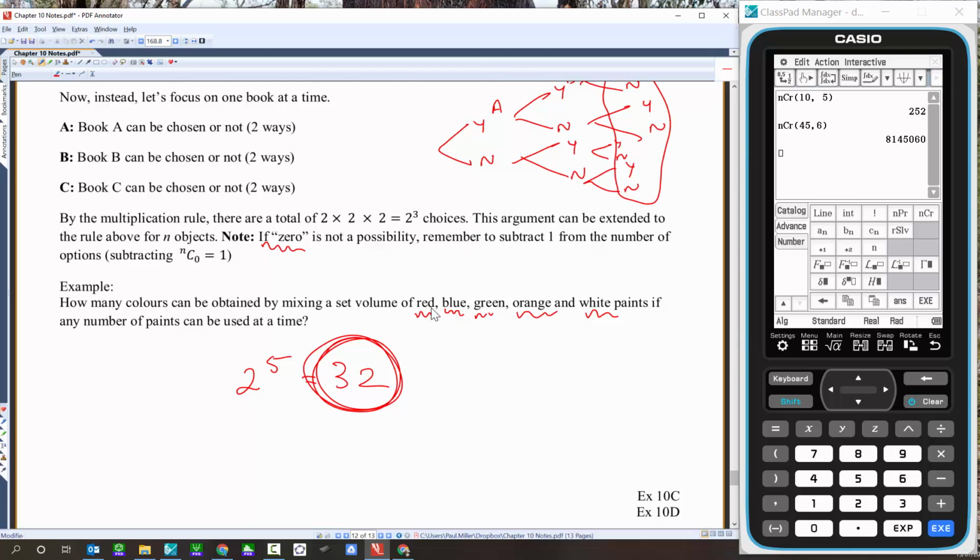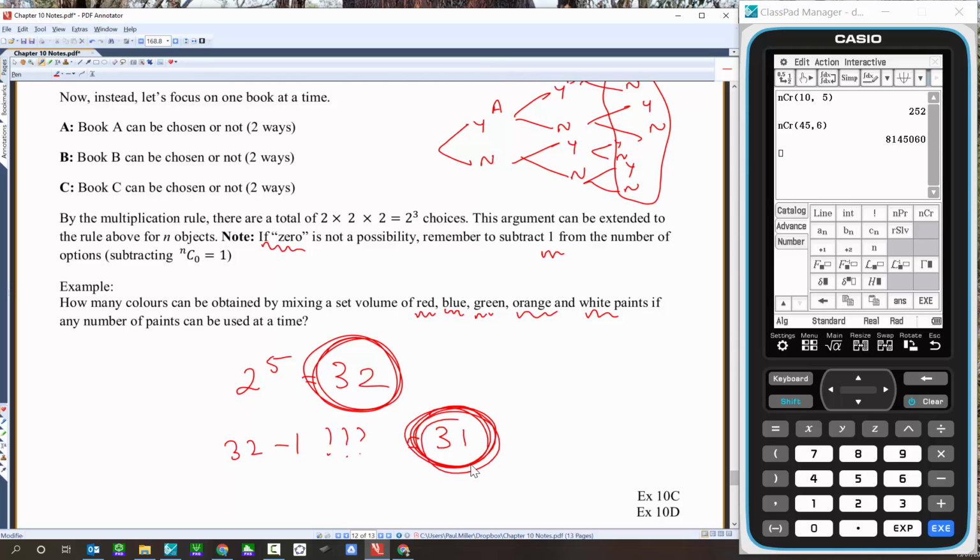But what we also need to do is remove 1. Now, why do I have to do 32 take 1? Well, within these 32 choices, the choice of no red, no blue, no green, no orange, and no white is included. And look, if I'm doing some painting and my wife sends me off to Bunnings to get some paint, if I come home with no paint, she's going to look at me and be like, Paul, you've got no paint. So I need to remove that situation here. That's not a possibility. If she sends me to get paint, I'm coming home with some sort of a mixture of paint. So I've got to do 32 take away 1, which is 31.